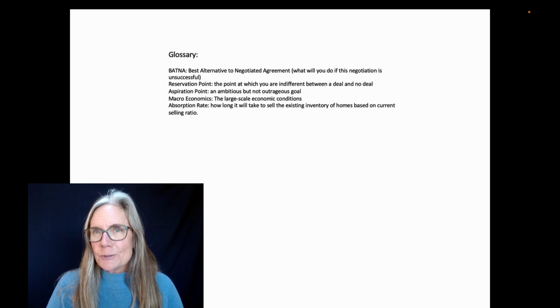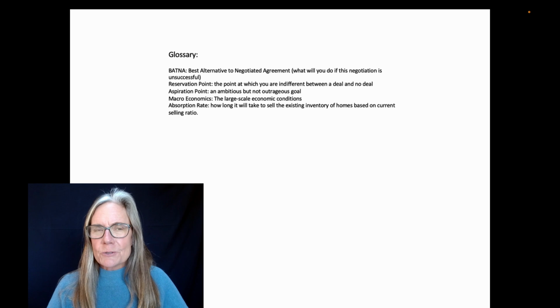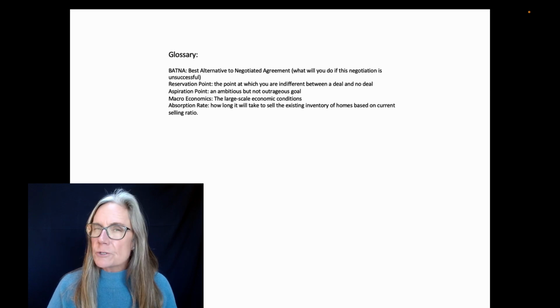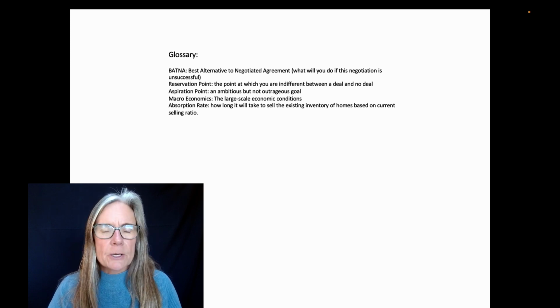Reservation and aspiration. I really love these, and we do these more in depth in the advanced courses, but this gives you a chance to start getting your head around what these two terms mean. So a reservation point is the point at which you are indifferent between a deal and no deal. If you think about that in your own terms, you'll see that yes, it's the minimum that a seller will go to, or the maximum that a buyer will go to. But it's got a little bit more flexibility in it, which is really important.